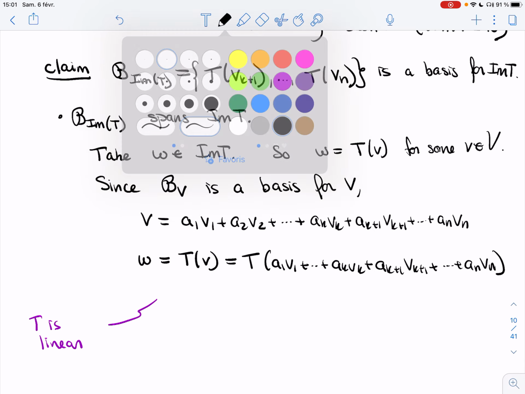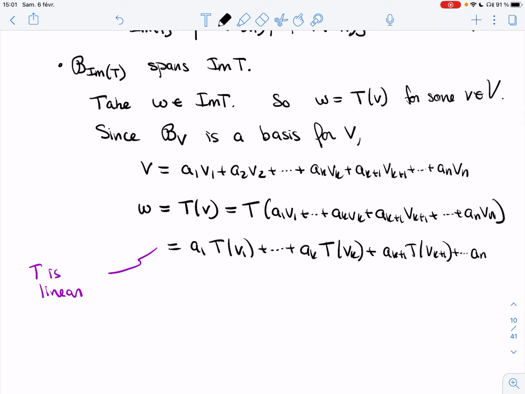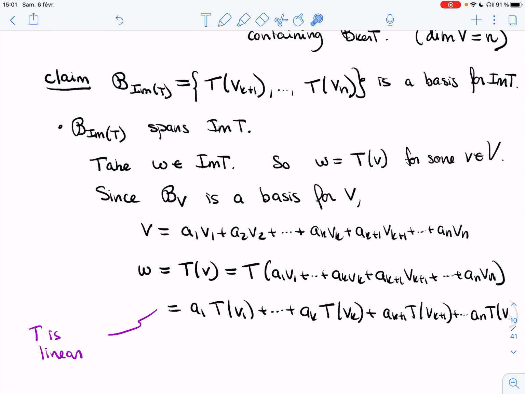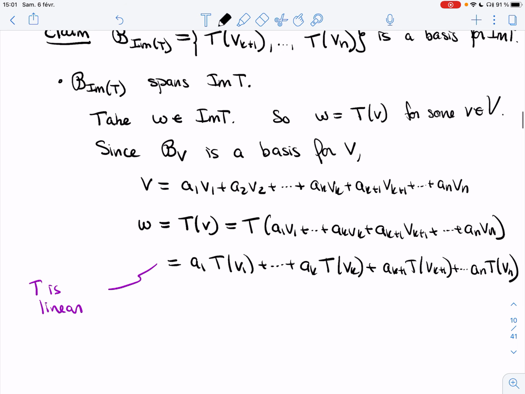I can split it as a1 T of v1, ak T of vk, a(k+1) T of v(k+1), and then an T of vn. Now, let's look at these ones, where they came from. v1 through vk was a basis for the kernel. That means if I apply T to them, I get 0. And so all of these right here would give you 0.